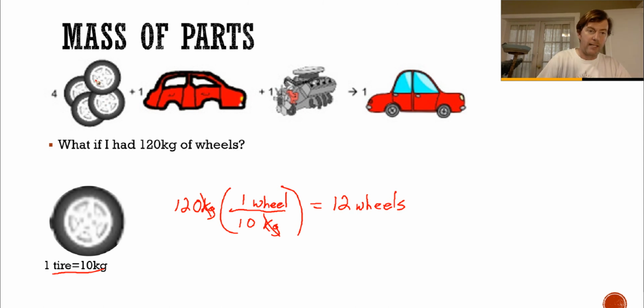Now I could go back to this part of the problem like I just started with and figure out how many chassis I need and motors and all that stuff. So the key thing is we have to know quantity to work this stuff out. Knowing mass, we need to change it first.